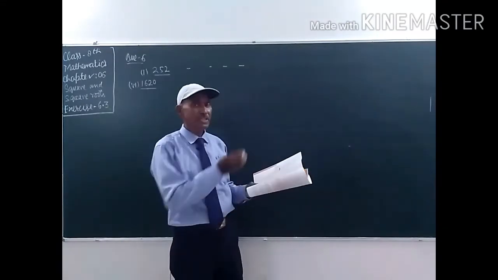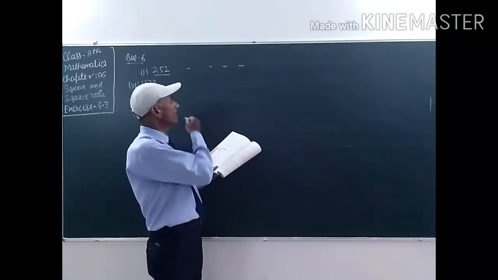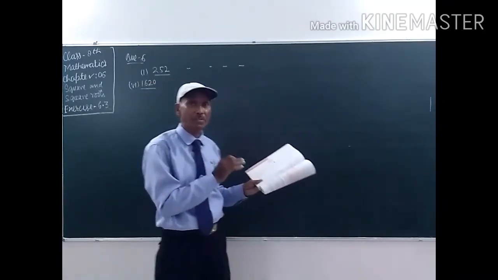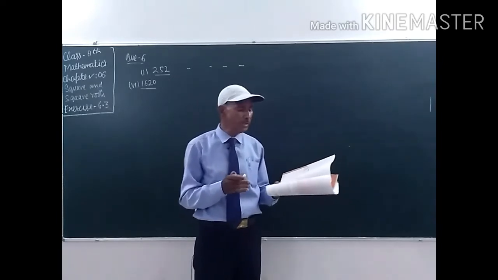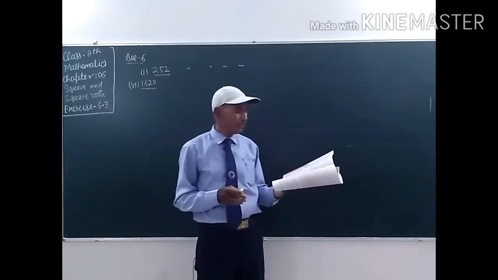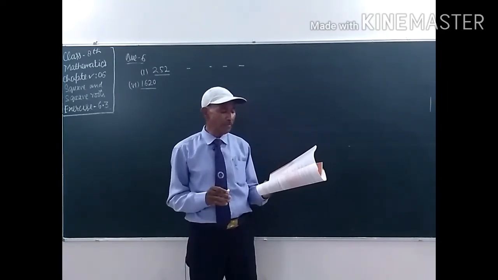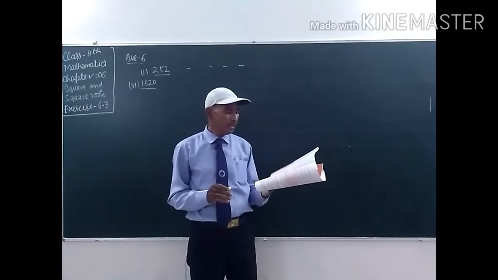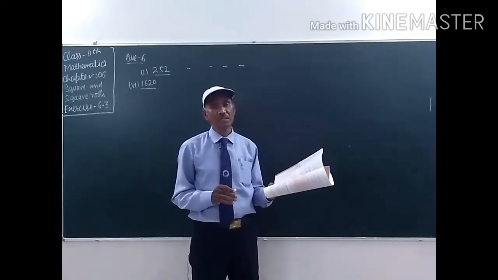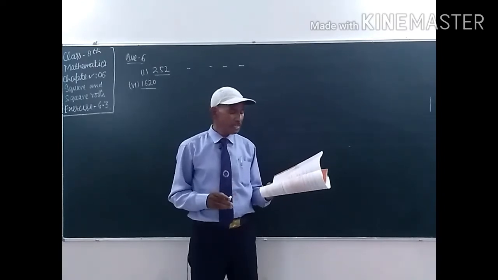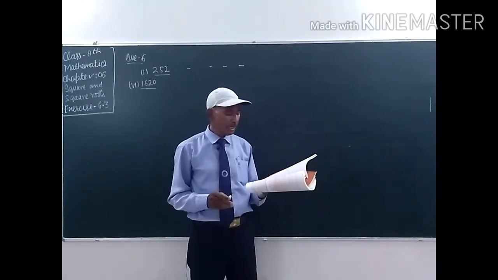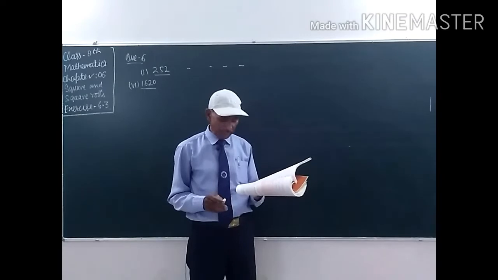This is question number 6, student, and in this question we have not written the question here. Question is given in your book, student, and in this question find the following numbers. Find the smallest whole number by which it should be divided so as to get a perfect square. Also find the square root of the squared number so obtained.